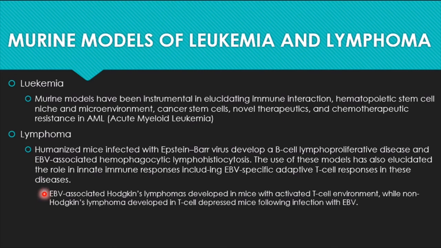EBV-associated Hodgkin's lymphomas developed in mice with activated T-cell environment, while non-Hodgkin's lymphoma developed in T-cell depressed mice following infection with EBV.